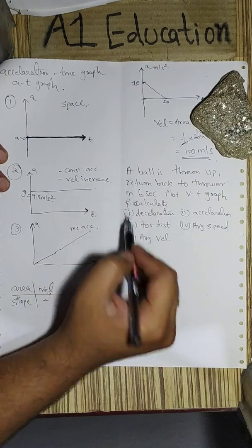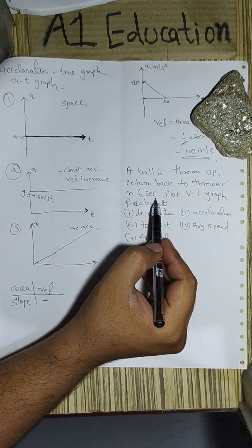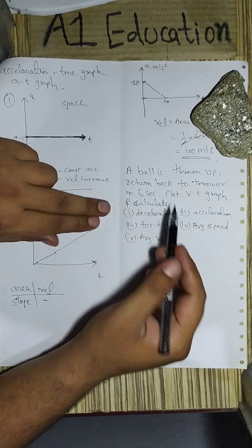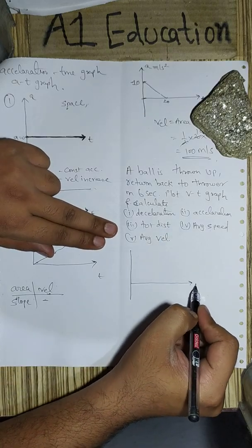So this is a simple question given to us. A ball is thrown up and returns back to the thrower in 6 seconds. We have to plot the velocity time graph and then calculate. Let us try to plot the graph. So it is a velocity time graph.